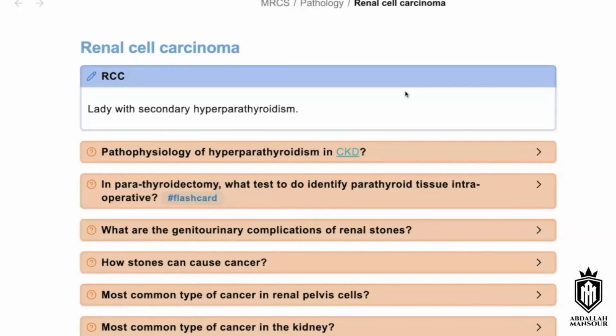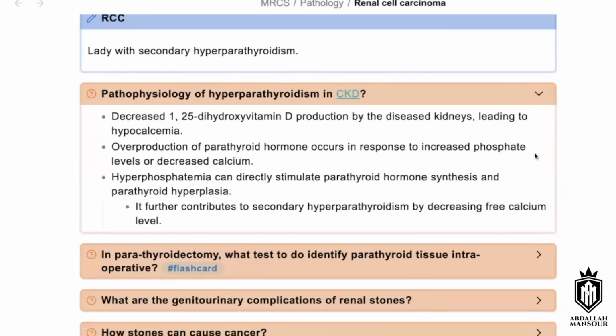Okay, a patient with CKD will have renal failure, so there is an abnormality in renal tubular absorption of phosphate, which will lead to hyperphosphatemia. Also there will be a decrease in production of 1,25-hydroxycholecalciferol, vitamin D, which will lead to hypocalcemia. Both of them will lead to an increase in parathyroid hormone secretion, which will lead to secondary hyperparathyroidism. Well done. That's really good.